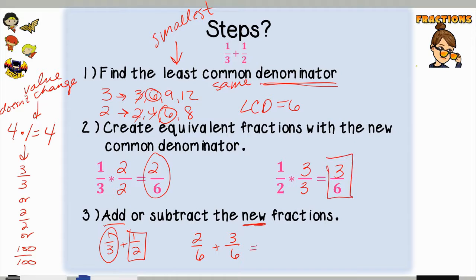And then when I added them together, 2 plus 3 is 5. And then remember, I don't add the denominators. The denominators just tell me how many I want in each group or the size of my pieces, and the size is still 6ths.